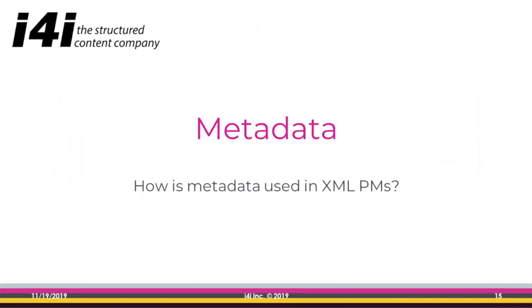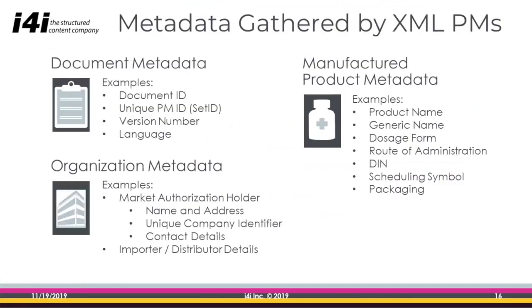So earlier we discussed that metadata, which is data about data, is being incorporated in the product monograph in addition to the content of labeling, which is the paragraphs, tables, and images. So how exactly is this metadata used and incorporated in XML PM? There are different types of metadata gathered by the XML PM document. There's document metadata, organization metadata, and manufactured product metadata.